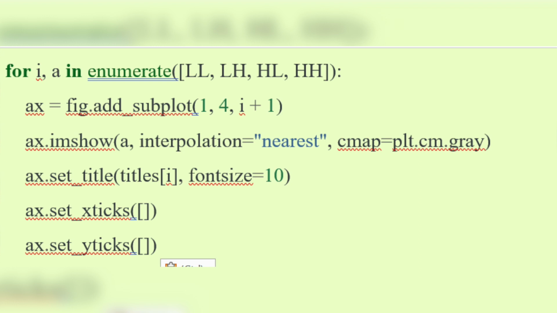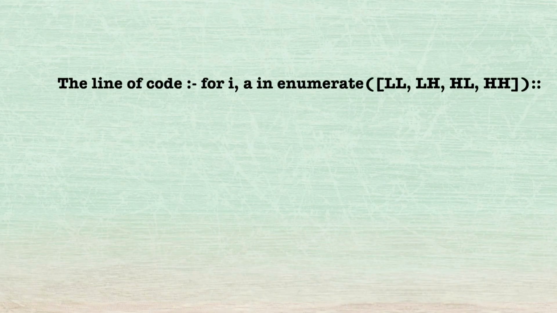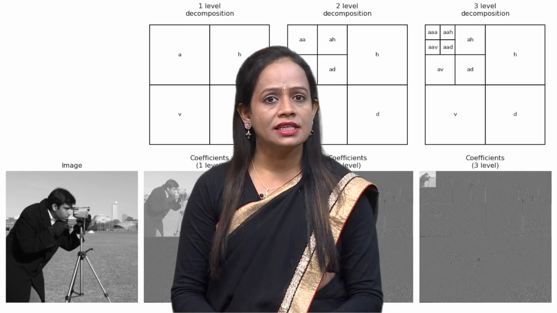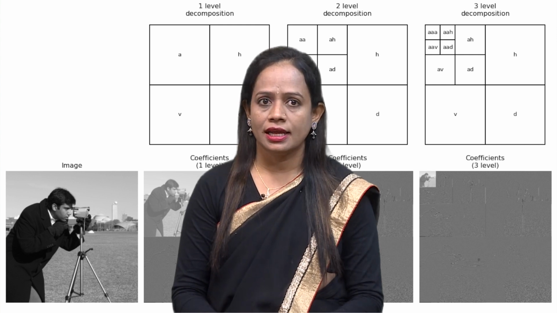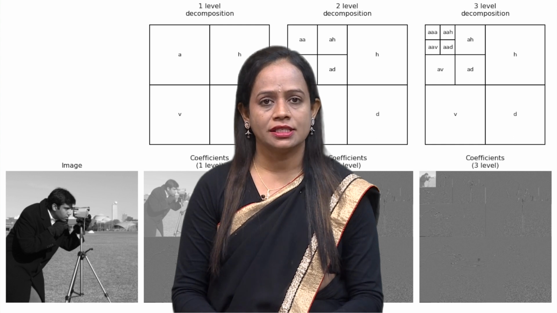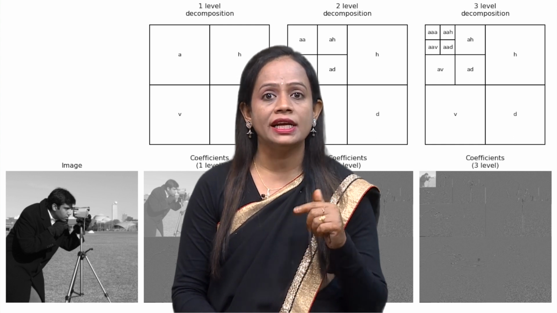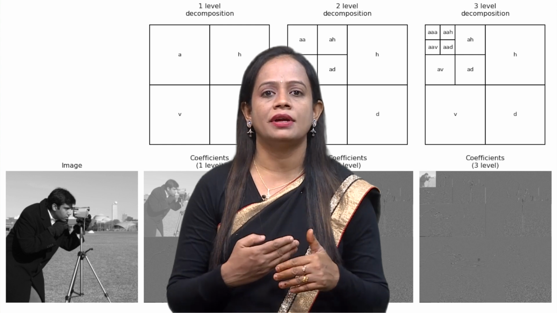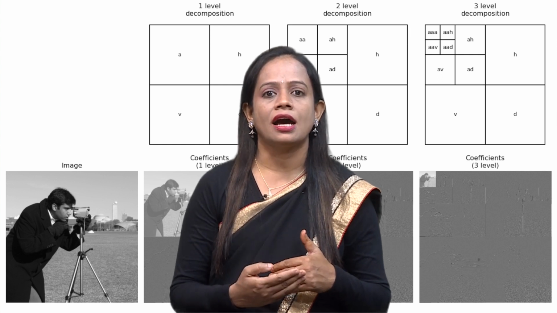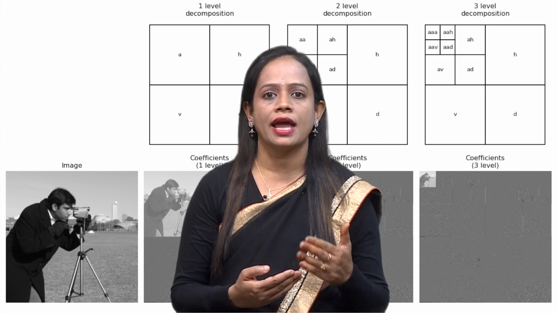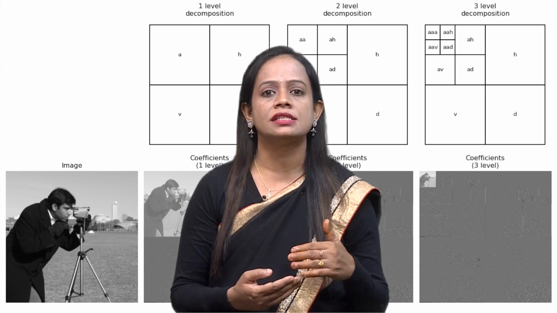The provided code is used. Let's break down each step of the code. The first line of the code is: for i, a in enumerate(LL, LH, HL, HH). This line sets up a loop that iterates over the elements LL, LH, HL, HH while keeping track of the loop index i and the current element as a. These elements are assumed to be images or arrays that will be displayed in the subplots.